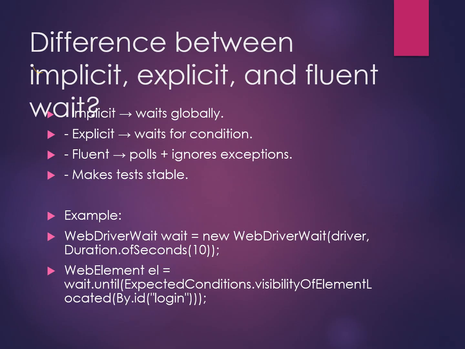Then, the difference between implicit, explicit and fluent wait. Please be careful for this question. Very important. Implicit wait is global: wherever you have initialized your driver, in the same class you initialize the implicit wait for the whole framework. Whenever an element takes time to load, for that particular element we will wait for 10 or 20 seconds, whatever you have set in the implicit wait.